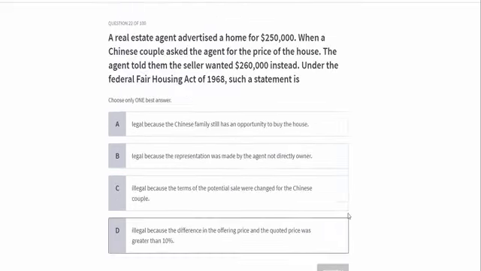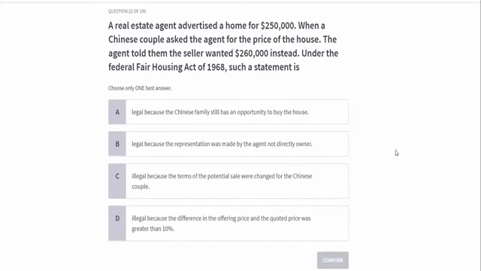Simple as that. All right, next one, question 22. A real estate agent advertised a home for $250,000.